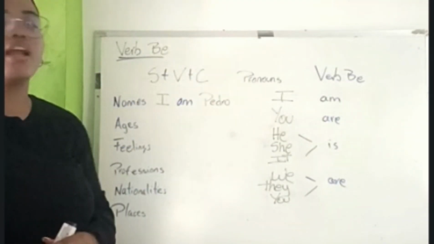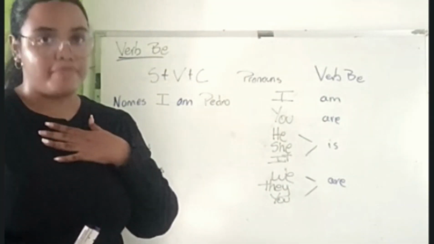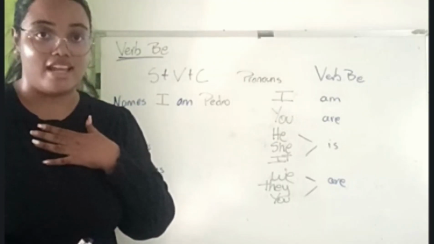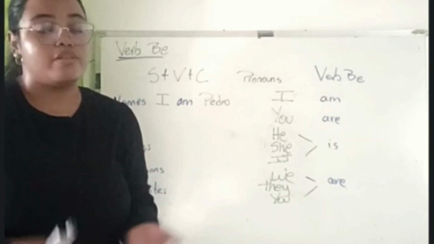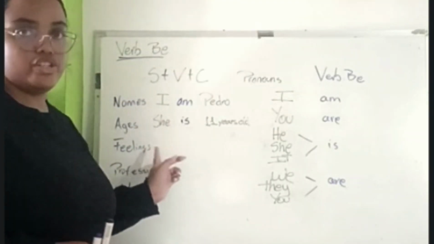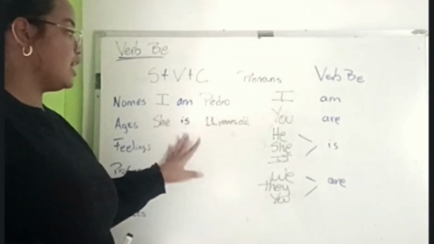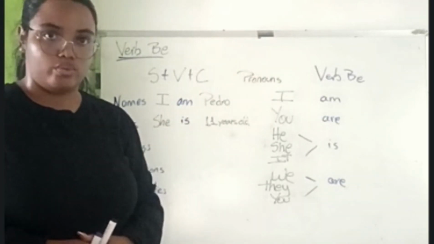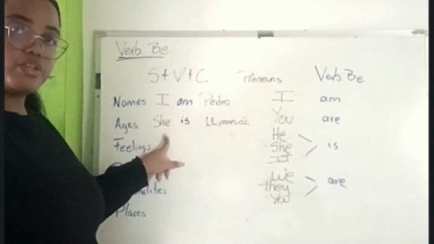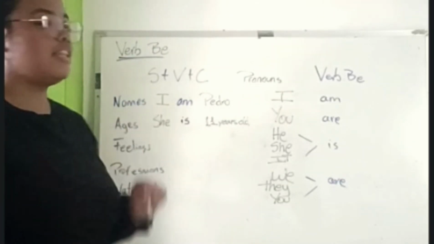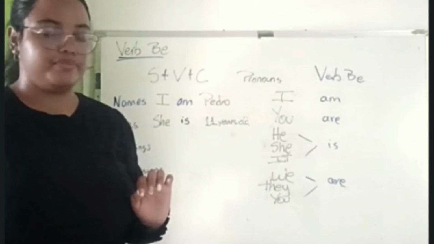For names, I am Pedro. This represents that my name is Pedro, the name of the subject that is speaking. Ages, she is 11 years old. She is 11 years old. She is the subject, is the verb, and 11 years old is the complement.